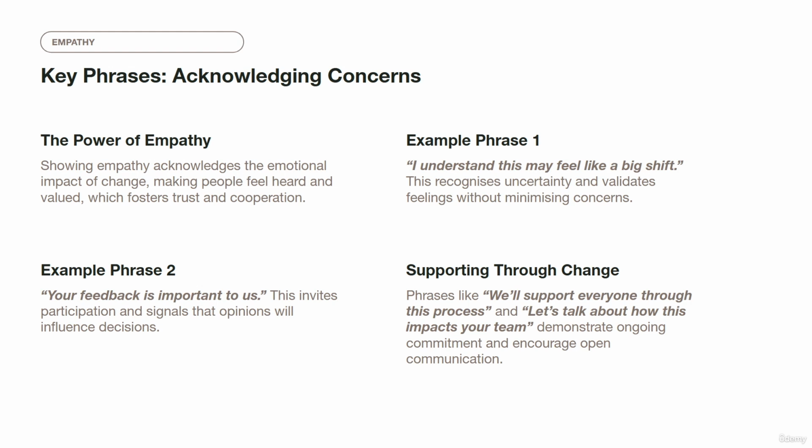It's important to acknowledge concerns. We spoke earlier in the course about empathy. Showing empathy acknowledges the emotional impact of change, making people feel heard and valued, which fosters trust and cooperation. Your people might have worries, and those worries might be perfectly legitimate. So you can use things like, I understand this may feel like a big shift. That recognizes uncertainty and validates feelings without minimizing the concerns. Your feedback is important to us. This invites participation and signals that opinions will influence decisions, that people will be listened to.